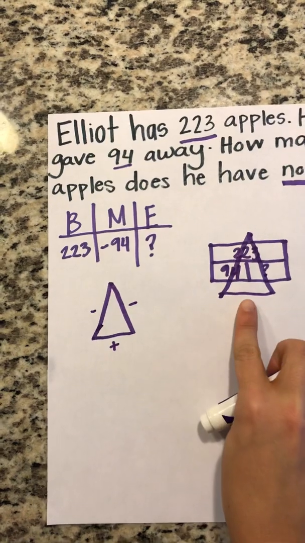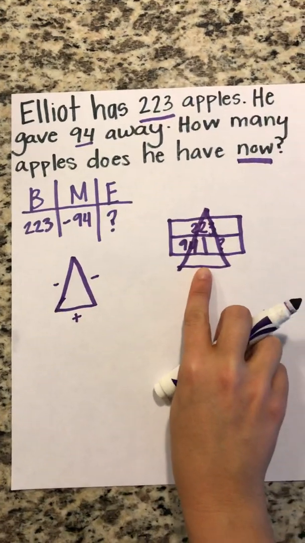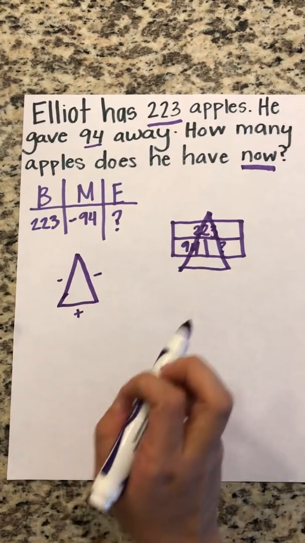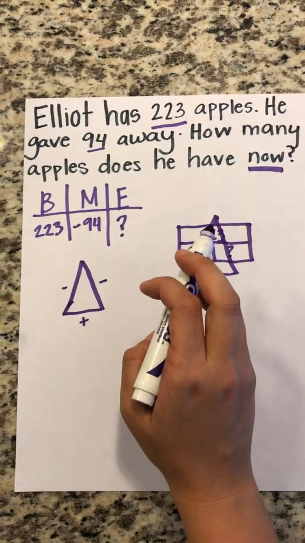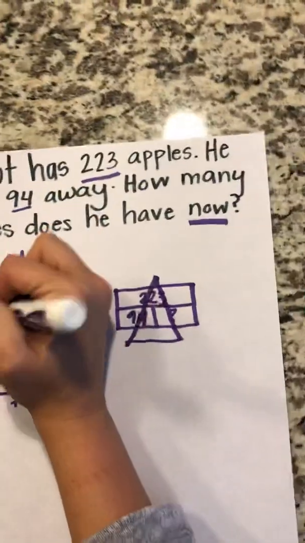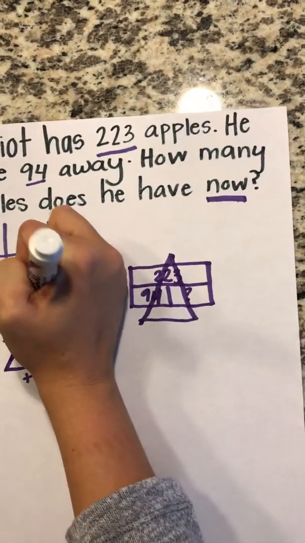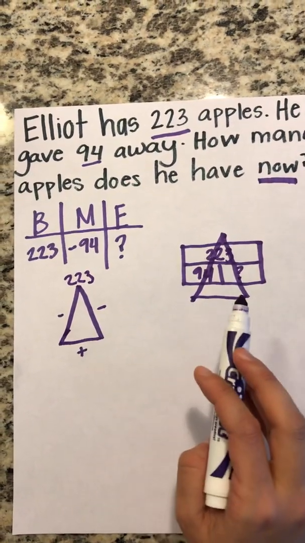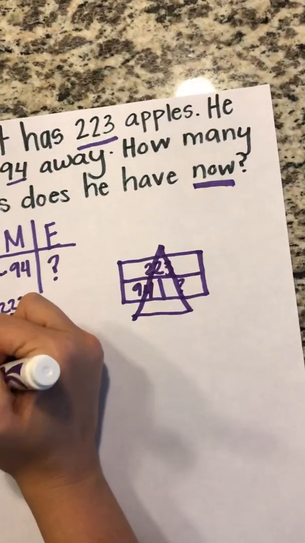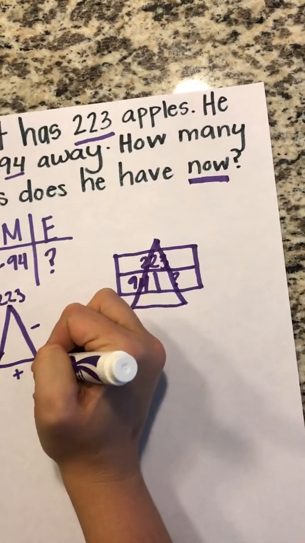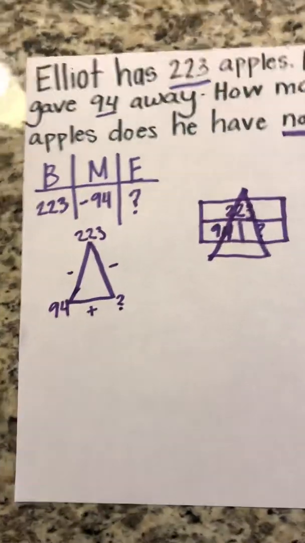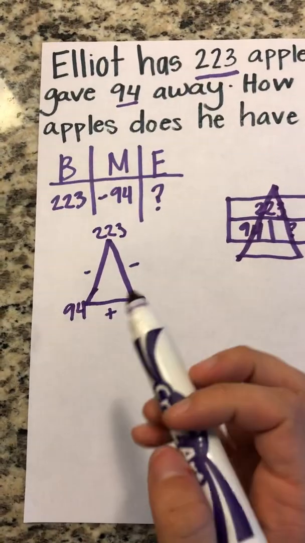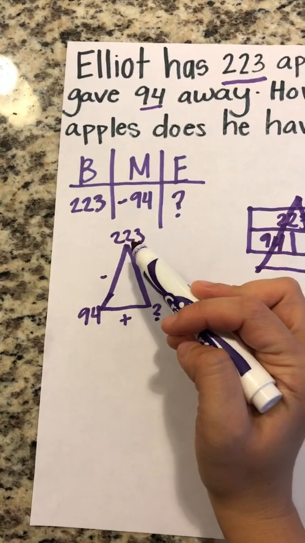And the reason I drew a triangle through my part whole organizer, kind of ruined it, but it's gonna help me move these numbers. I'm just gonna follow where the triangle hits. So the tip of my triangle is where my whole is. So that's gonna be 223. The bottom points of my triangle are my two parts. So I could just move them over. 94, question mark.